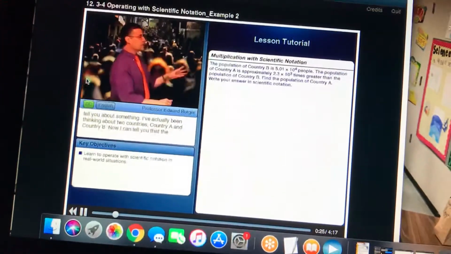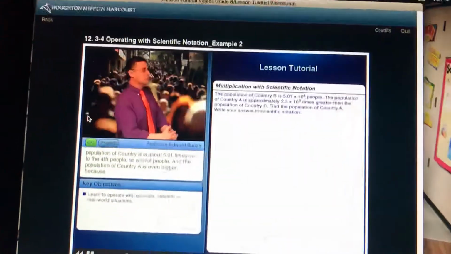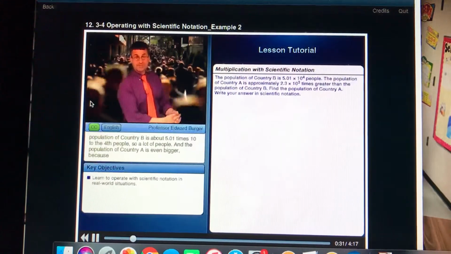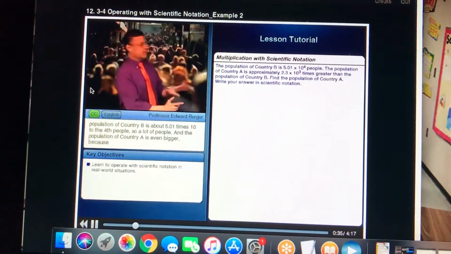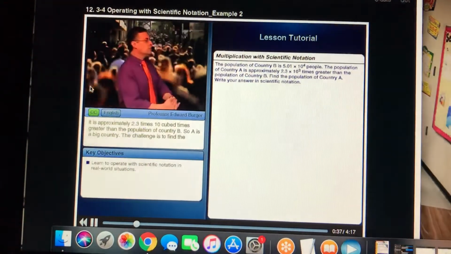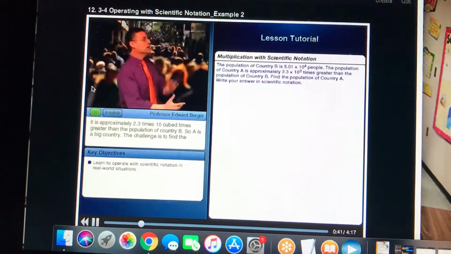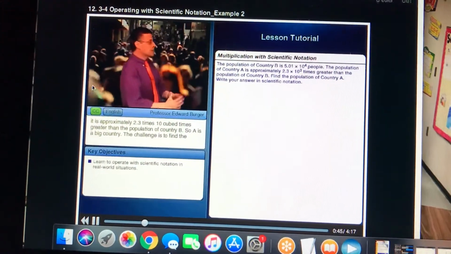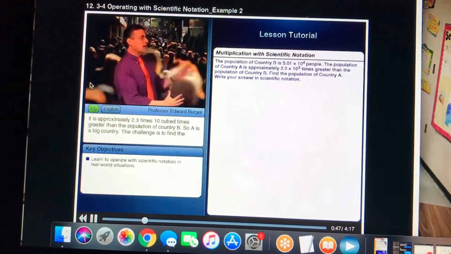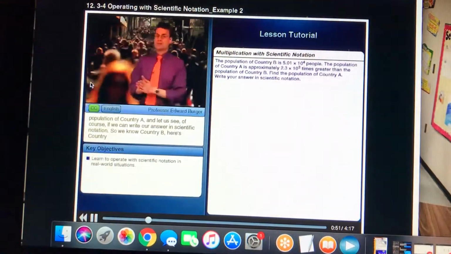Now, I can tell you that the population of country B is about 5.01 times 10 to the fourth people. It's a lot of people. And the population of country A is even bigger because it's approximately 2.3 times 10 cubed times greater than the population of country B. So A is a big country. The challenge is to find the population of country A, and let's see if we can write our answer in scientific notation.